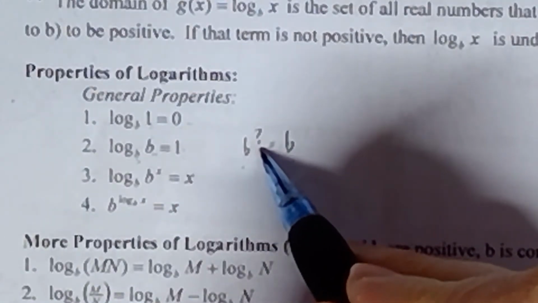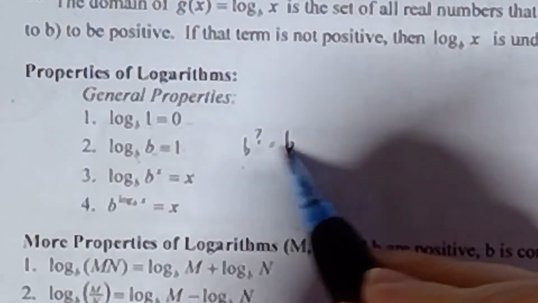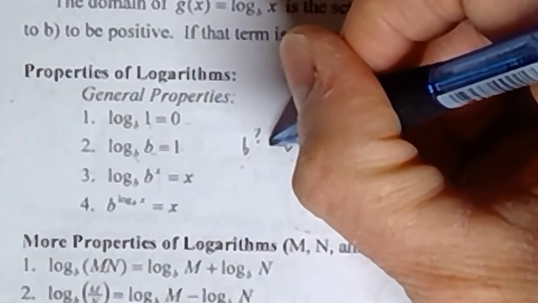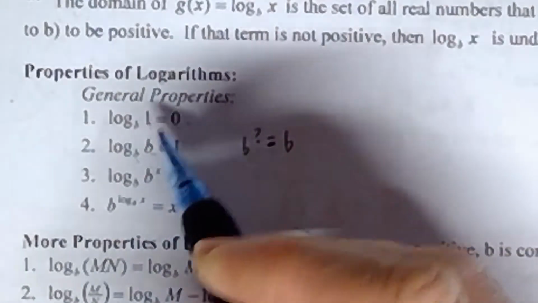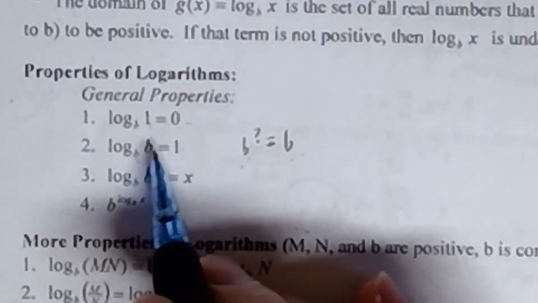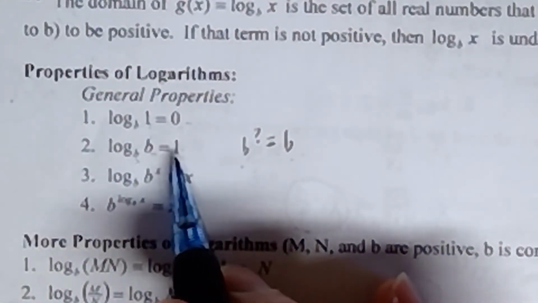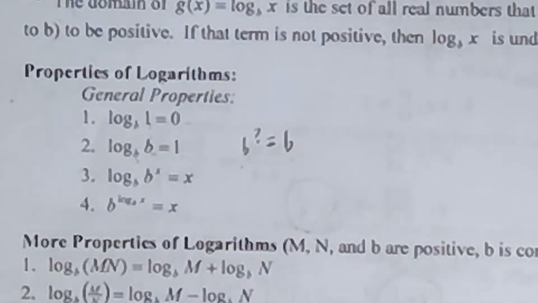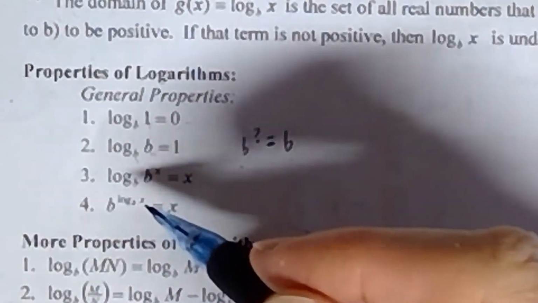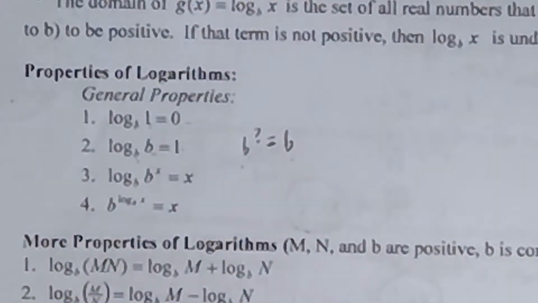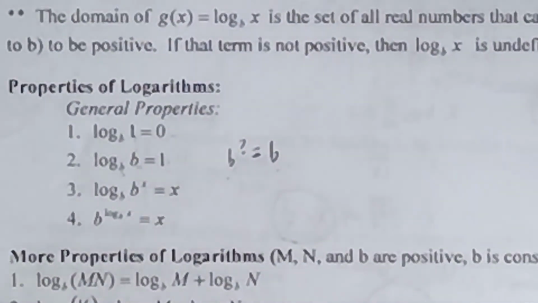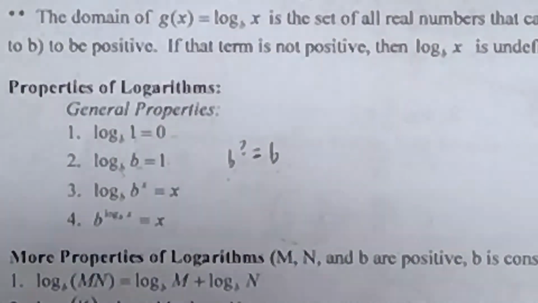Isn't it true that this has got to be an exponent of 1 in order for this to be true? B to the first is equal to B, right? And so that's the reason why when these two things are the same, b and b, then the logarithm has to be equal to 1. Okay, let's do that again here in the third property.